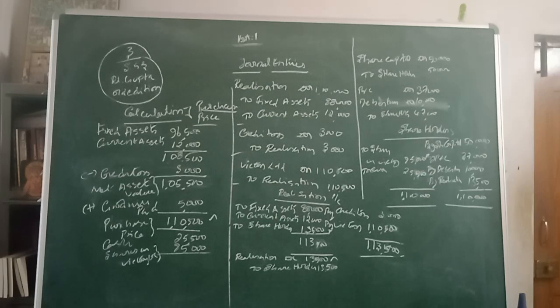Let us come to this problem. We are given the balance sheet and some adjustments. Fixed assets are taken at revised values, current assets at the given value, and the purchase consideration is discharged as cash paid 25,500, with the balance in the form of shares. This is all the information given. First, we should calculate the purchase consideration.